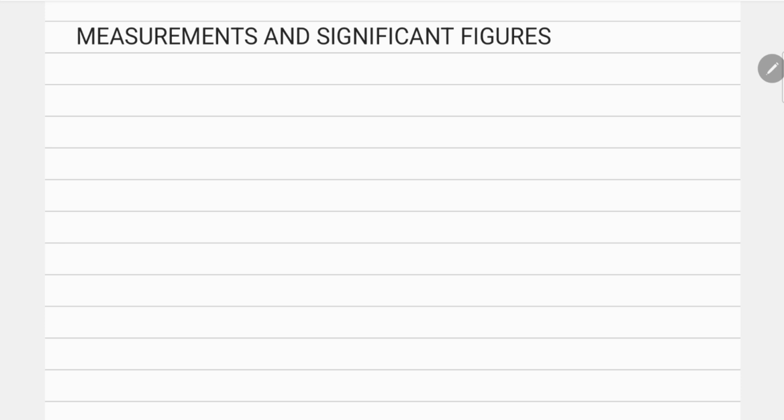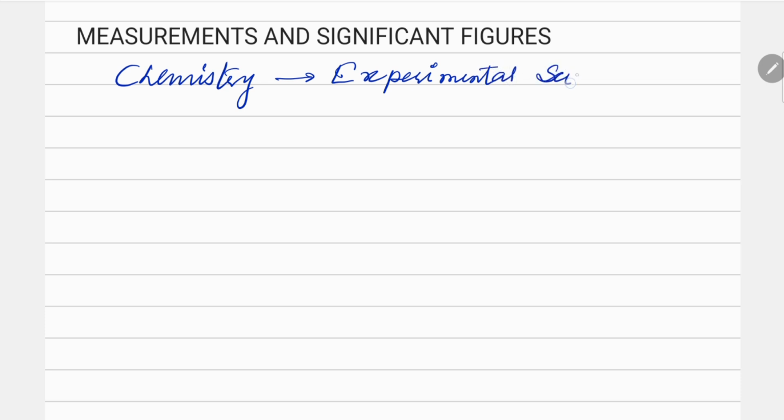Our topic for today's class is measurements and significant figures. We know that we are talking about chemistry, right? Chemistry is largely an experimental science. That means most of the things we study in chemistry come from experiments, so we do a lot of experiments.